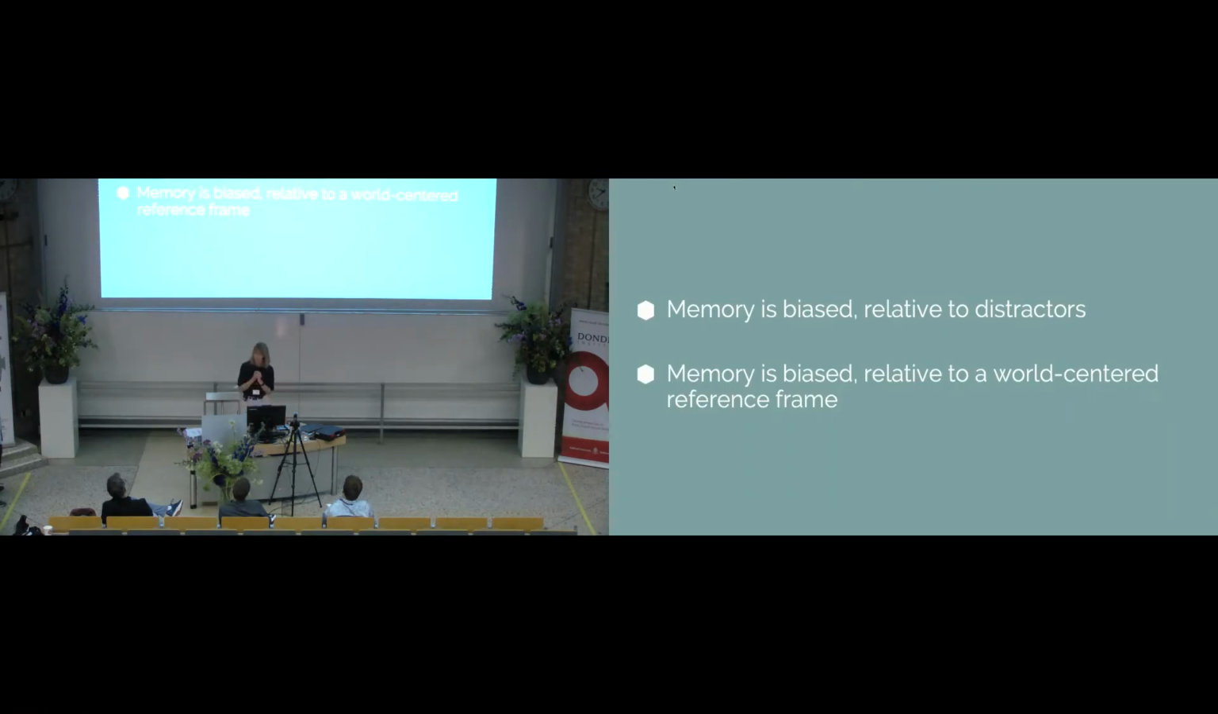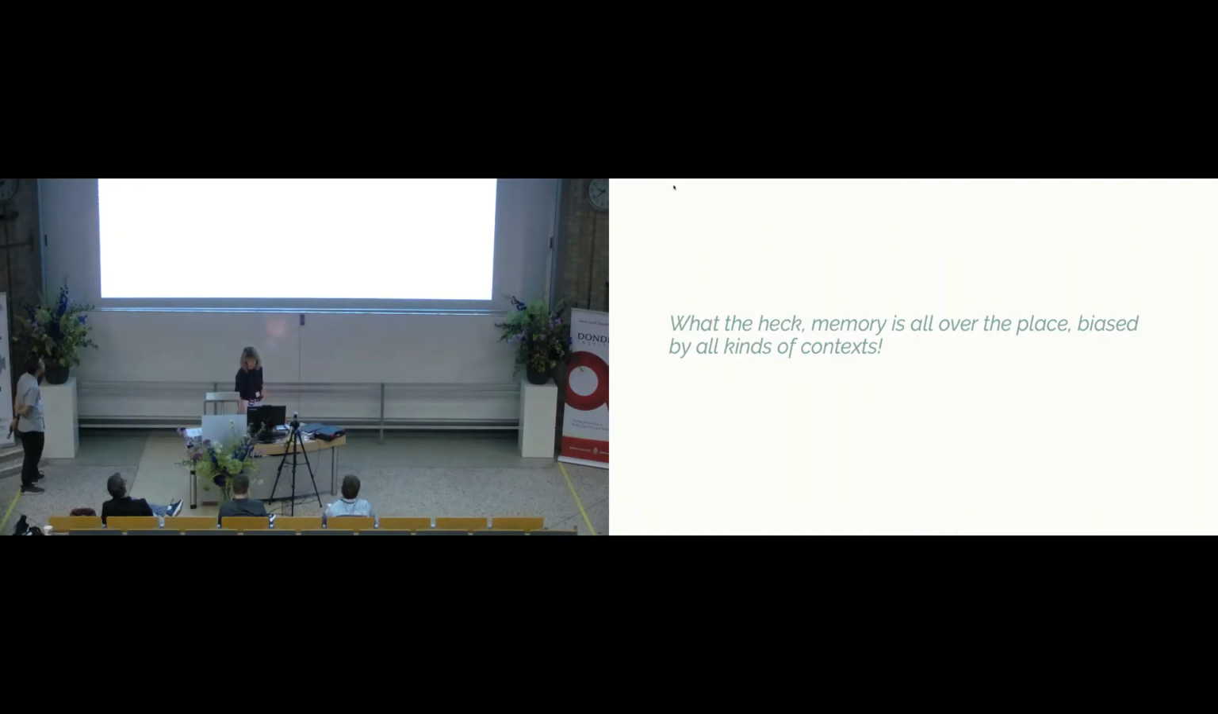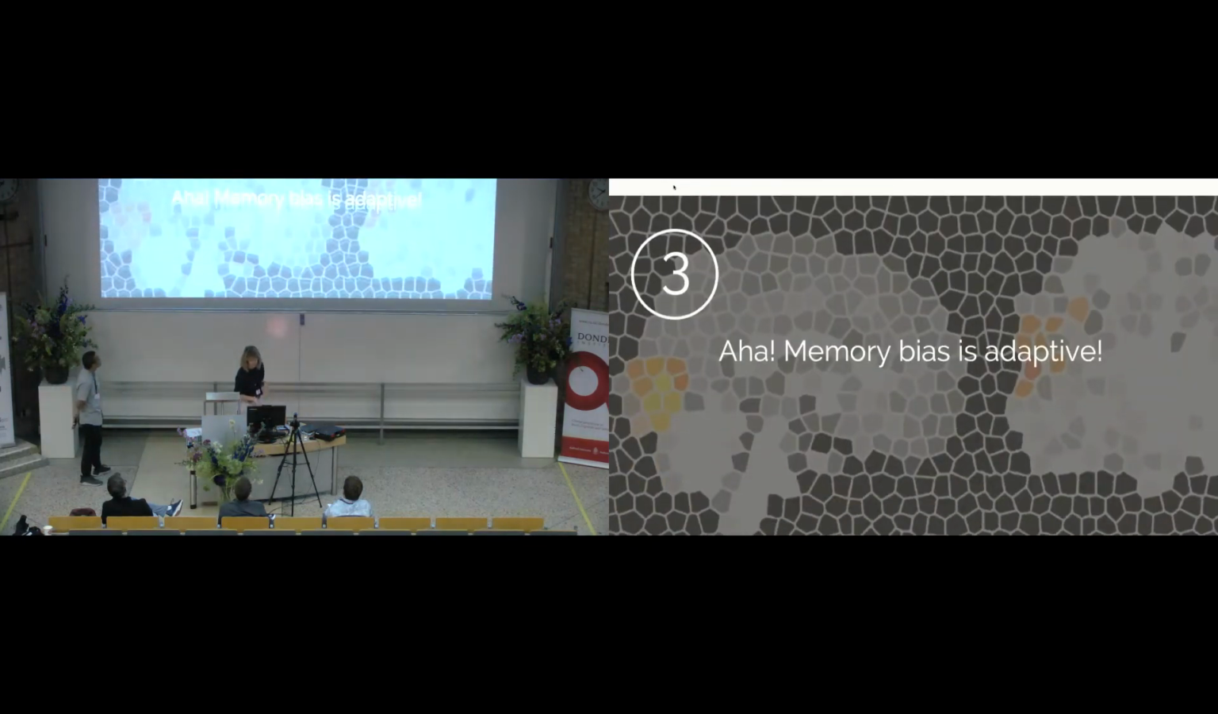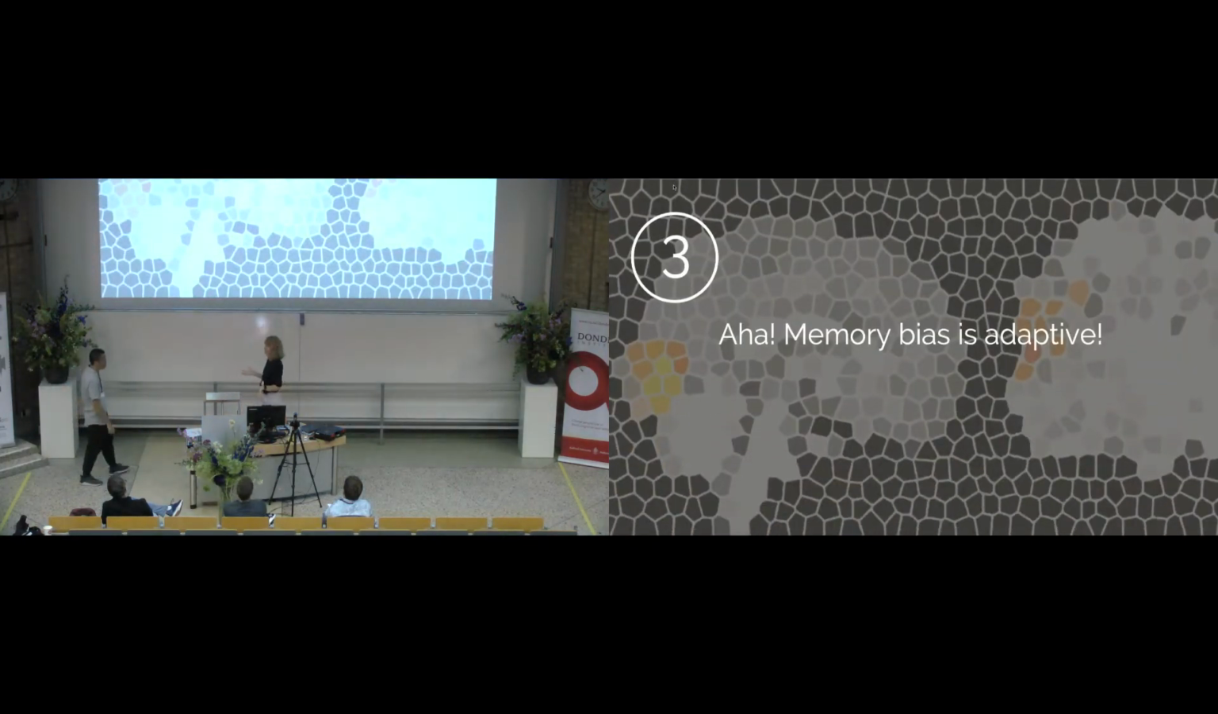All right, so far I've shown you that memory is biased by these irrelevant distractors. Why would it do that, right? And to make matters worse, you would think that memory is biased relative to just stuff in the world, like a rectangle, or what you know about vertical and horizontal. So what the heck, right? What's happening here? Memory seems to be all over the place, biased by all kinds of things. But then Chaipat came in with a pretty brilliant idea.